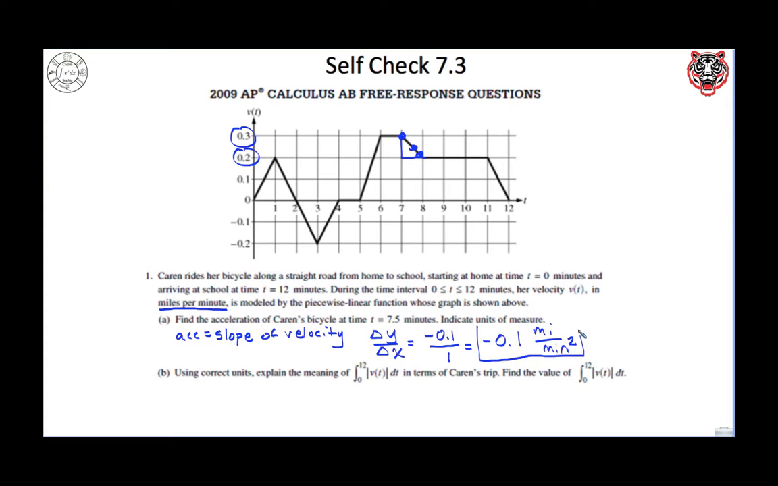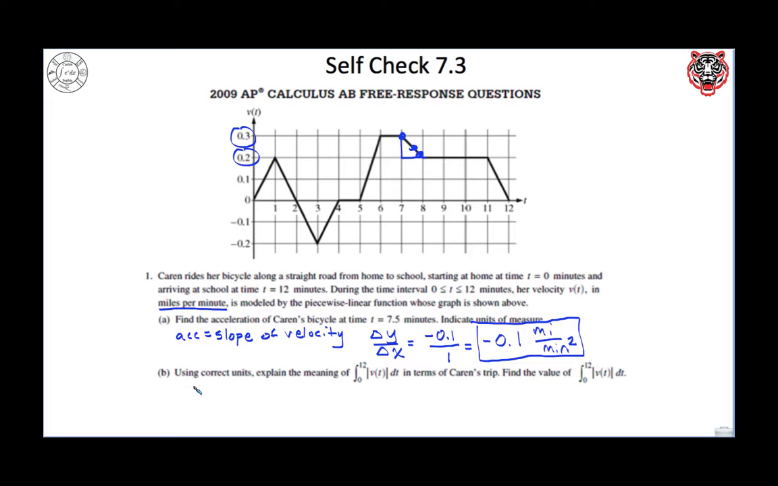Wait, so because this is a graph of velocity, the point on the graph is velocity, and then slope is acceleration. So the slope is, yeah, exactly. All right, I'll come sign that after the video.